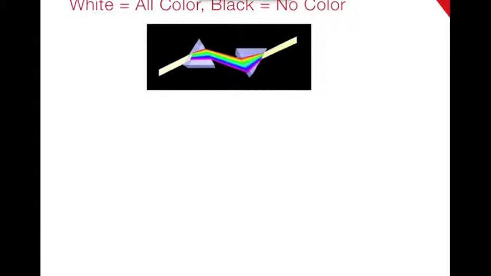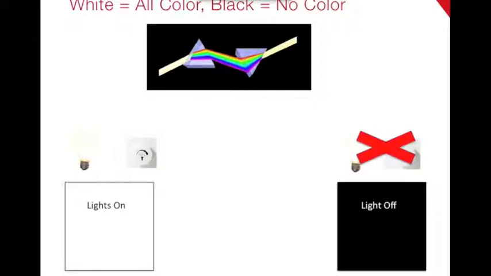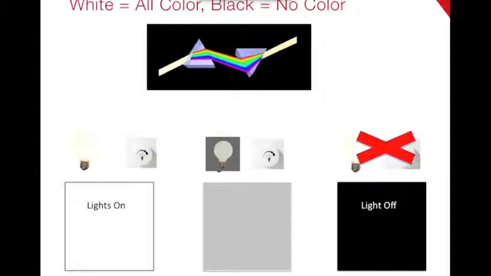So I now want you to take a thought experiment with me. Imagine you're looking at a piece of paper and you're sat in the room you are now with the lights on. You'll see a white piece of paper. If you turn the lights off, well, unless you've been eating lots of carrots, you'll probably see nothing. So you'll see black. And if we go somewhere in between, that paper will appear grey.